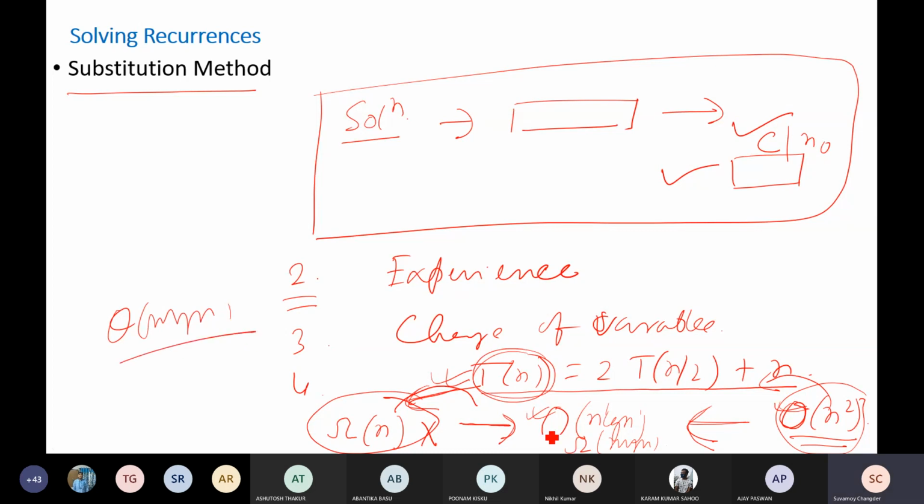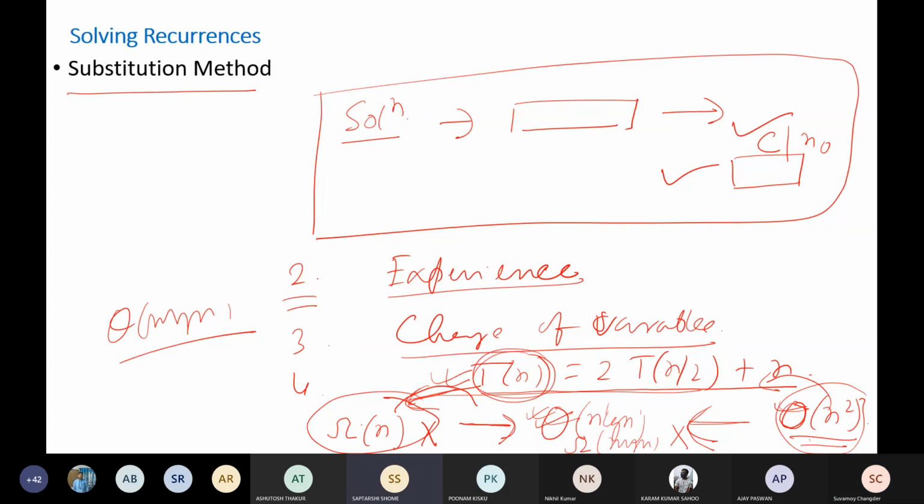If not, that only the upper bound is correct but the lower bound is not correct, then you can say that the upper bound is big O of n log n but the lower bound is not n log n, right? So there are three: experience, change of variables, and find the lower bound and upper bound, then increase the lower bound and decrease the upper bound. That's the method.